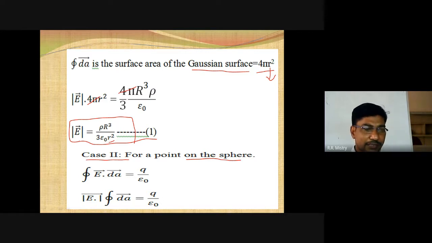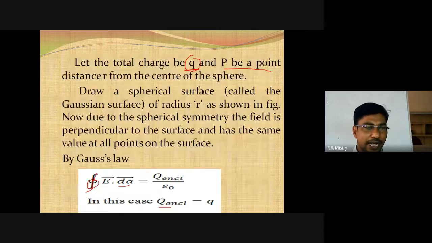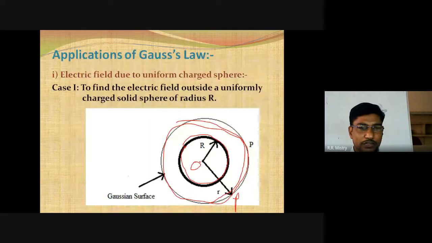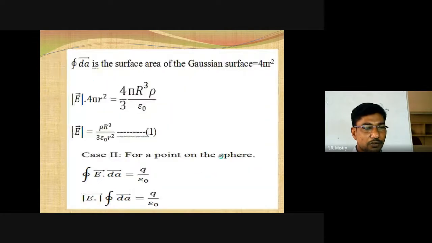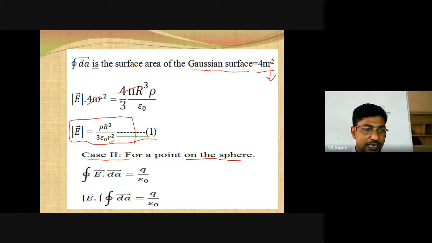On the sphere means, here I have to show, this is on the sphere. Suppose this is the point, and the distance is capital R, the radius of the sphere. Then you will discuss here case 2 for a point on a sphere.